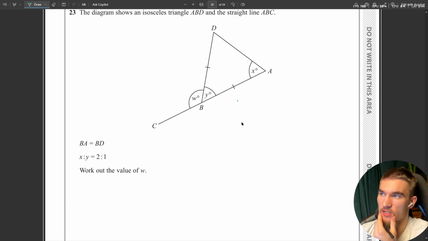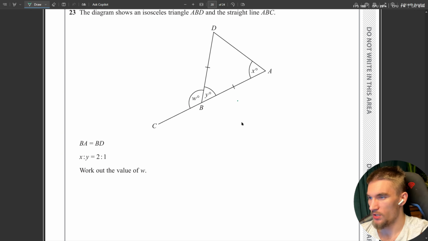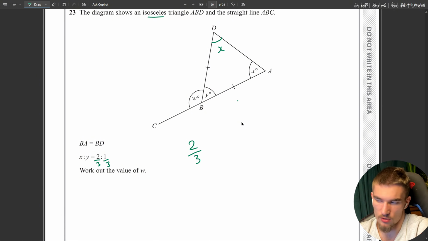The diagram shows an isosceles triangle ABD and a straight line ABC. Cool. So now, what did they give us here? Clearly this is an isosceles triangle, right? They even told us, so therefore this must also be x. And they gave us these proportions that x to y is 2 to 1. And basically what that means is that x could be 2/3, right? Because there's 2 and 1 part. So in total there's 3 parts, right? So it's 2 out of 3 and 1 out of 3, because 2 plus 1 is 3. That's why it's over 3, right?